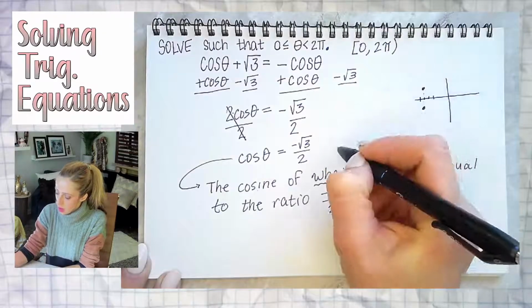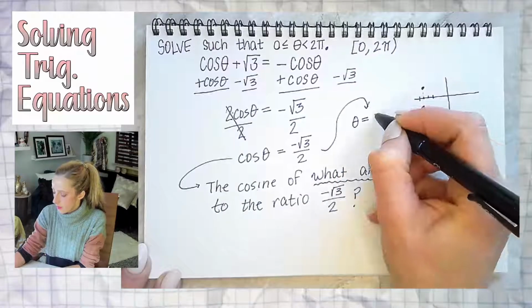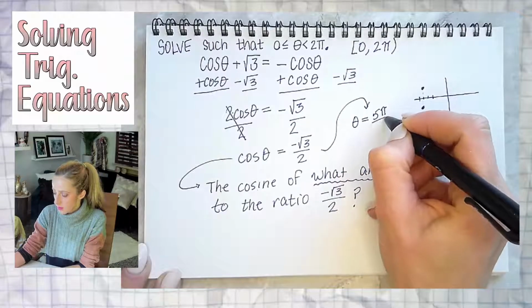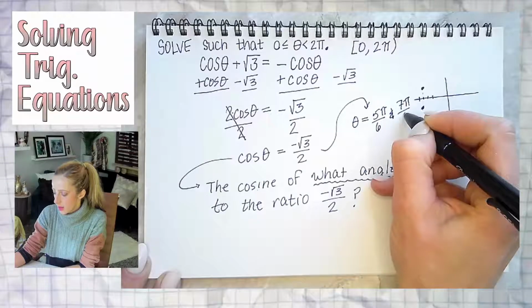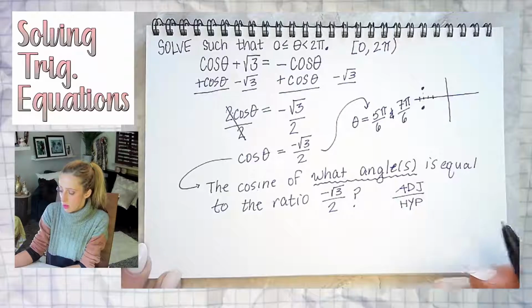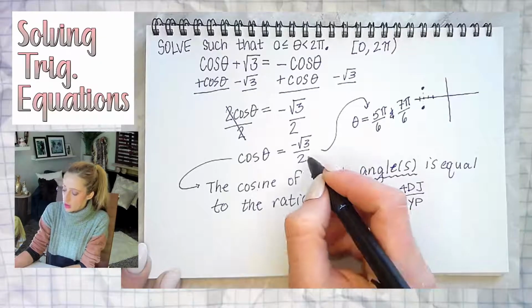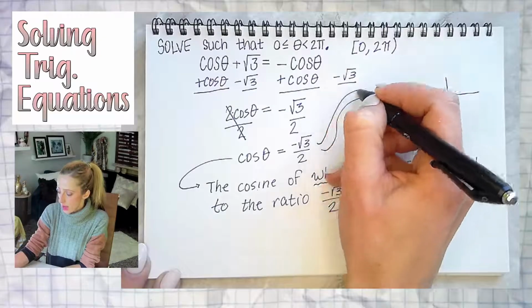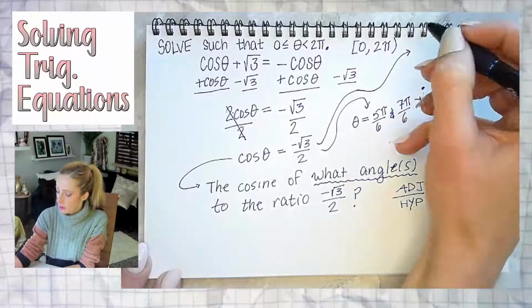Those two angles are 5 pi over 6 and 7 pi over 6. Now, they're not always going to be unit circle angles, so you may need to use a calculator and an additional step. So I'll show you what that other step would look like if this wasn't something we would find on the unit circle.